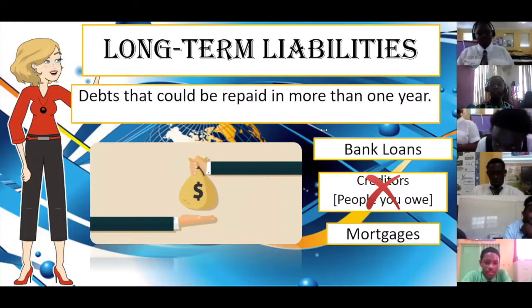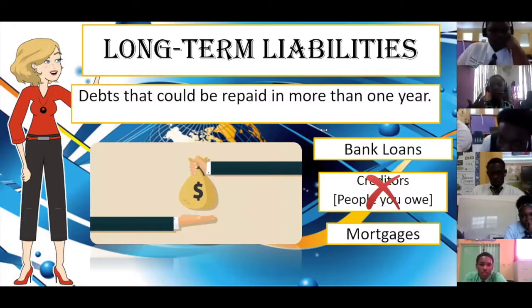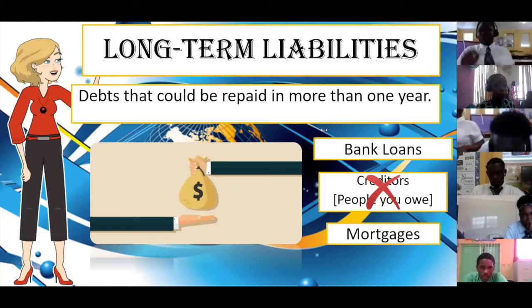Your assets are anything that you own or anyone who owes you. Assets have two categories. Fixed assets are the things that last longer than a year: fixtures, buildings, furniture, motor vehicle, motor van, land. Current assets are the assets that you would have for less than a year: cash, checks, stock, debtors, which are people who owe you.